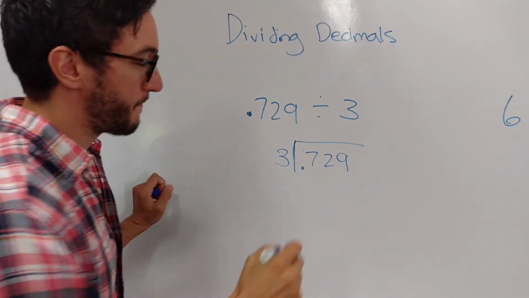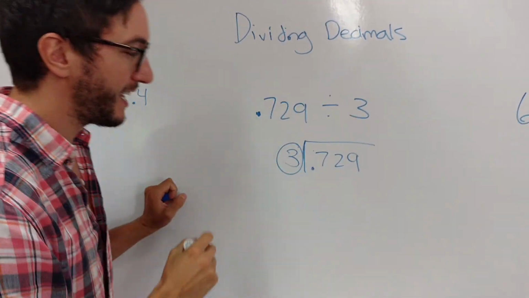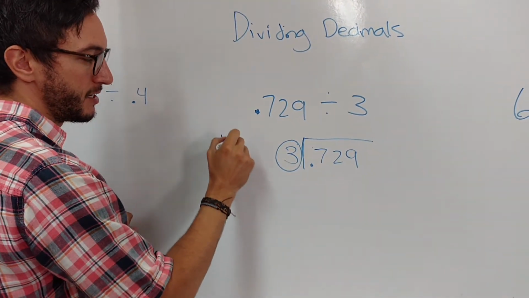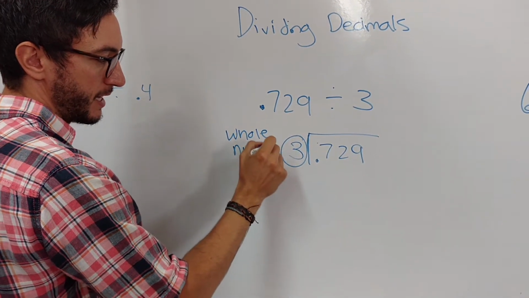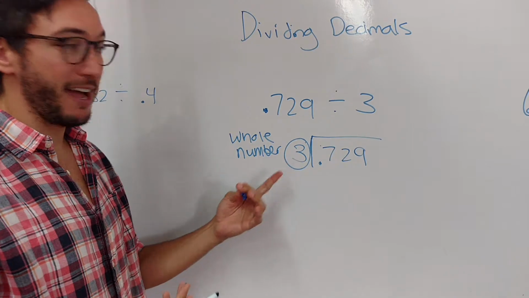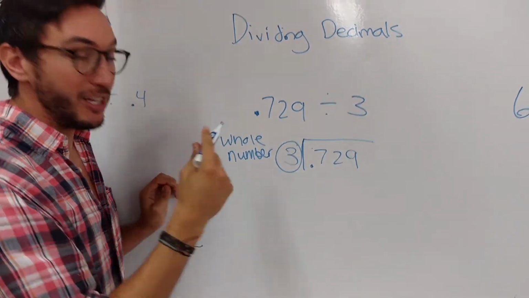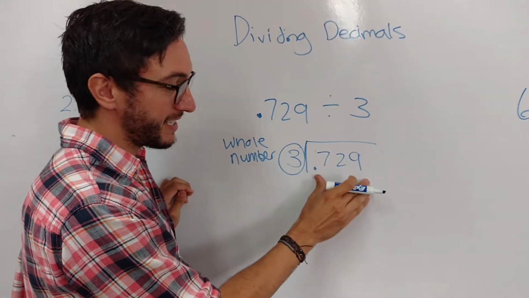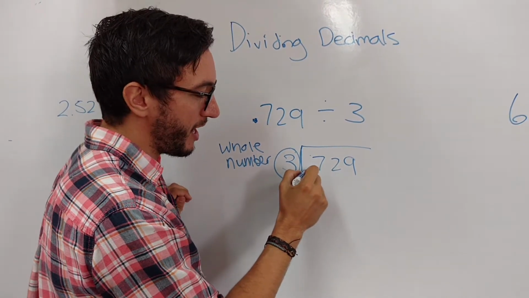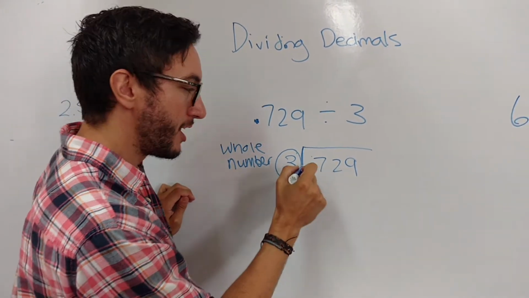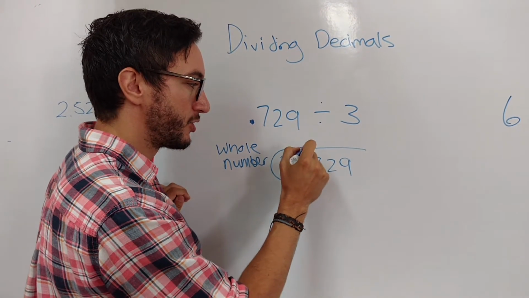Now, my first step is this number on the outside needs to be a whole number. Is 3 a whole number? Yes, it is. It's already there. So, I don't have to do anything to this inside number. But it has a decimal here. So when I don't have to do anything to the decimal, I just move the decimal straight up.